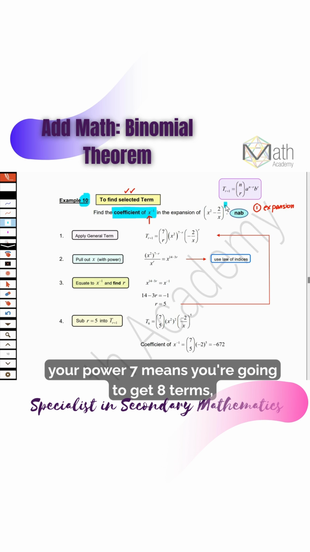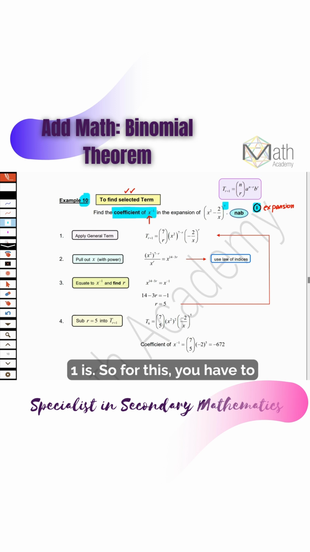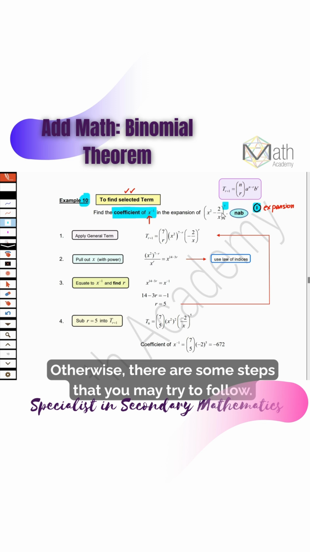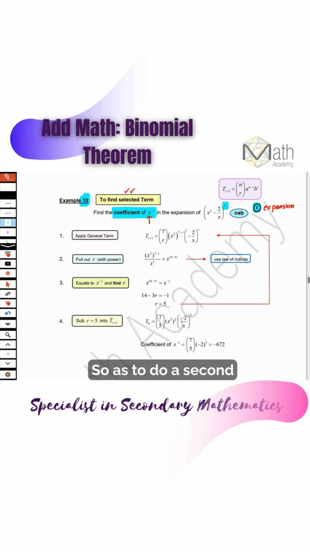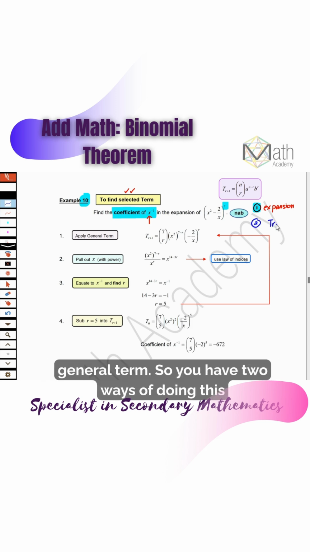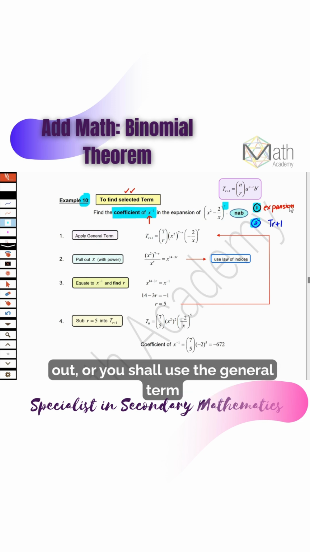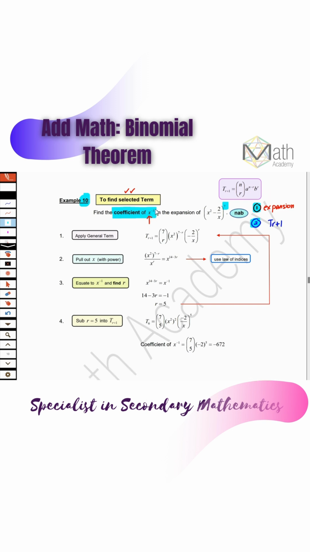So your power 7 means you're going to get 8 terms, but you would not know where the x power negative 1 is. So for this, you have to expand fast to be able to get the term. Otherwise, there are some steps that you may try to follow so as to do a second method. The second method is by the general term. So you have two ways of doing this kind of questions. Either you expand, get the term out, or you use the general term to target directly the term itself.